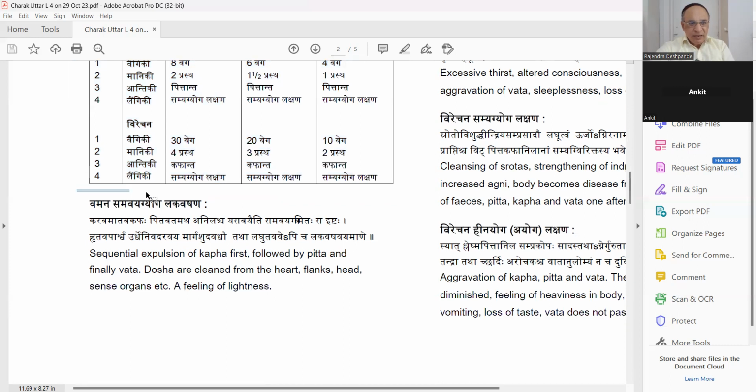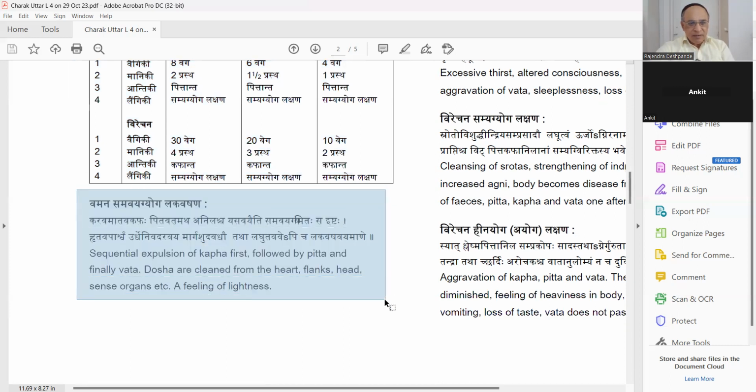My dear friend, Vamana Samyak Yoga Lakshana. The Marathi matter is distorted, kindly excuse. I am not going to read that Sanskrit shloka. Forget about that. Sequential expulsion by the vomiting: first kapha will come out, followed by pitta, and finally vata. But you have to stop when there is a pitta sensation, burning here. Stop Vamana.